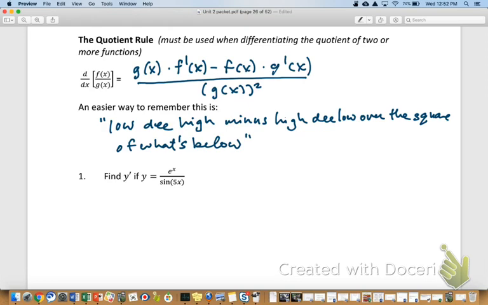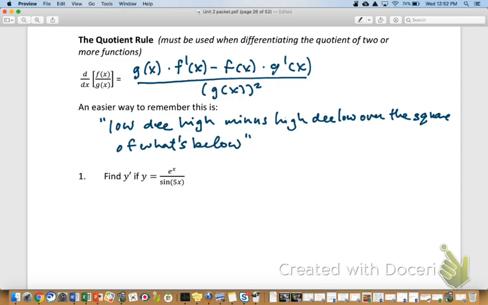And if you try to say it and it doesn't rhyme, you messed it up, right? So if you say high d low minus low d high over the square of, it's not going to rhyme. You messed it up. You got to flip the order around. Really important thing to understand here is with the product rule, because it's 1d2 plus 2d1, the ordering with the addition doesn't matter, does it? 1d2 plus 2d1, or you could do 2d1 plus 1d2. The ordering doesn't matter. But here, because it's subtraction, low d high minus high d low over the square of what's below, the ordering with subtraction certainly does matter. And so you want it to rhyme, right? You want the order to be correct.